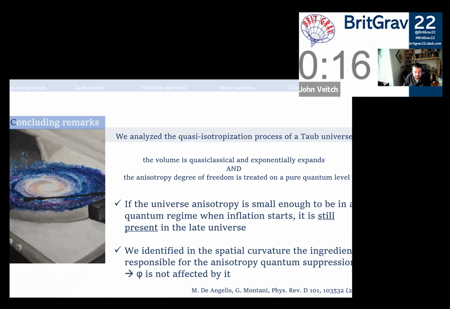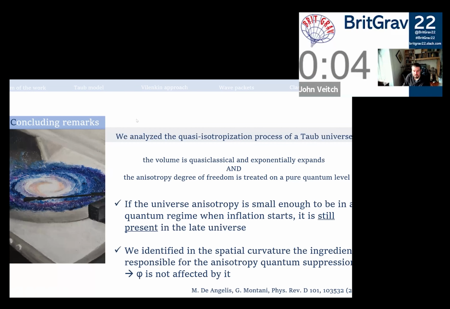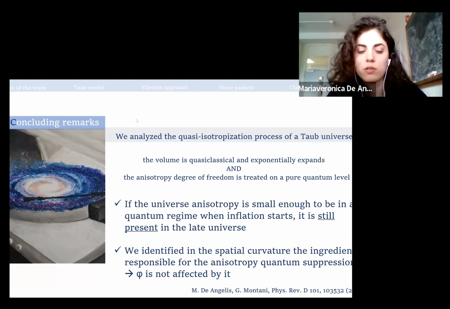Greg Ashton is asking: are there predictions for the observable signatures of the anisotropy in the late universe? We were thinking about observables in the cosmic variance, because these tensorial degrees of freedom, beta plus and beta minus, are the directions, the opposite directions. So maybe we can see something in the CMB, in the cosmic variance.